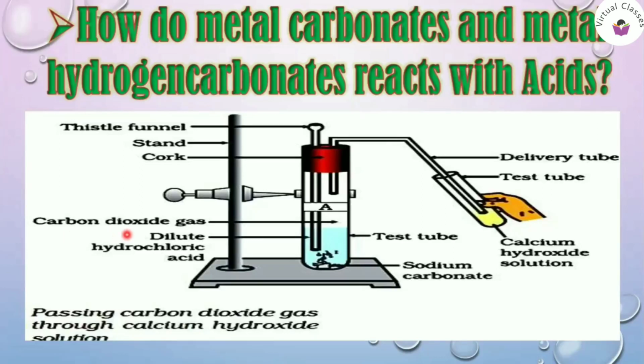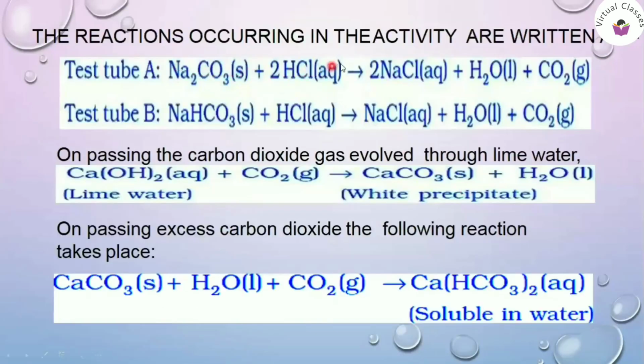Similarly, if we take sodium hydrogen carbonate instead of sodium carbonate in another test tube B and repeat the same process, we would notice the same observations. The reactions occurring in the activity can be written as: in test tube A, sodium carbonate reacts with hydrogen chloride to give sodium chloride, water, and CO2.